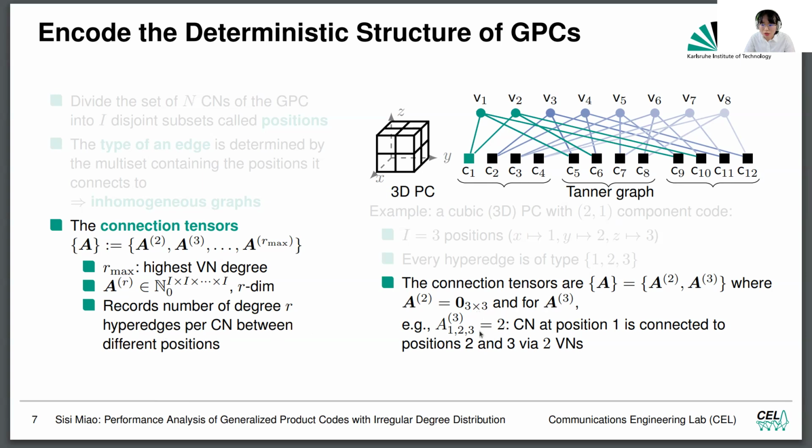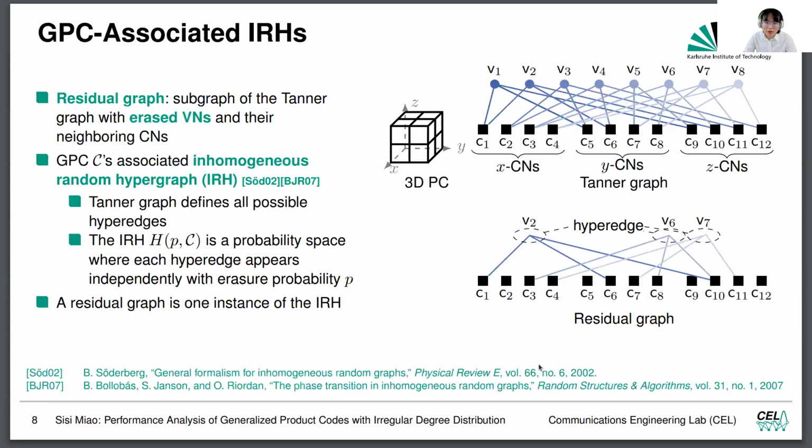And A3, for example, A1,2,3 is 2 because we look at the connection between positions 1, 2, and 3, and we realize that there will be 2 variable nodes that connect the 3 positions, and this is essentially the same for other positions. And then we can finally define the random hypergraph that we are going to use by looking at ensembles of residual graphs.